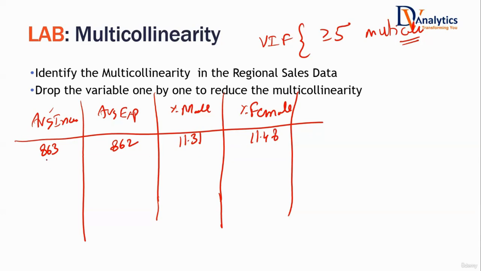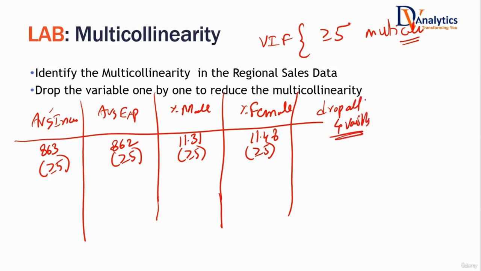Once again, tell me, when do you say the variable is involved in multicollinearity? When it is greater than 5. Is it greater than 5? Of course, yes. All the 4 variables have more than 5 VIF, which means we drop all 4 variables. Are we really going to drop all the 4 variables?